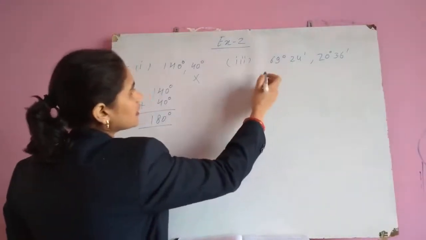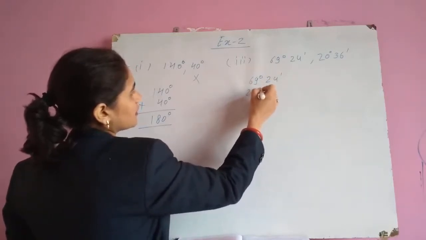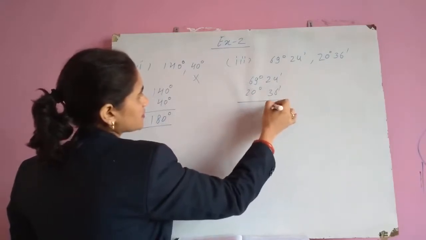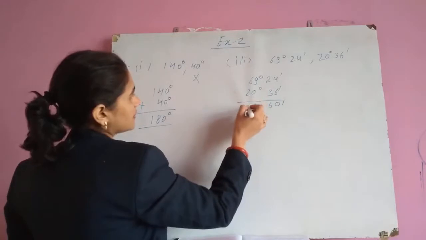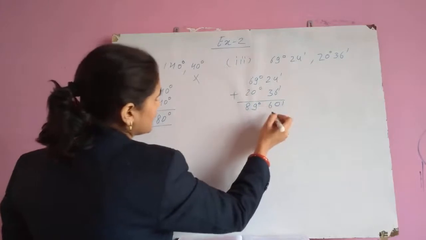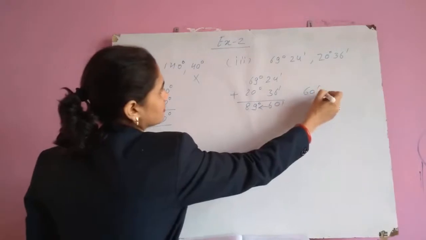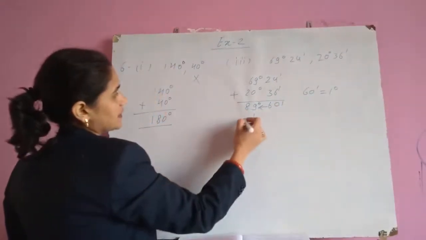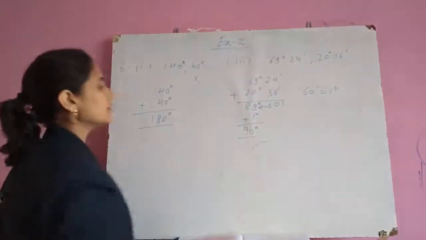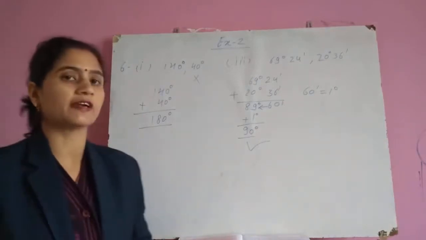Next is 69 degree and 24 minute, 20 degree 36 minute. Add this. 0, carry 1, 60 minute, 9, and this is 89 degree 60 minute. We will convert this minute into degree. Then what do we get? 1 degree. Add here. Then 90 degree. Yes, this pair is complementary. Like this, students, try the rest of the parts of this question yourself, and see you in the next video. Thank you.